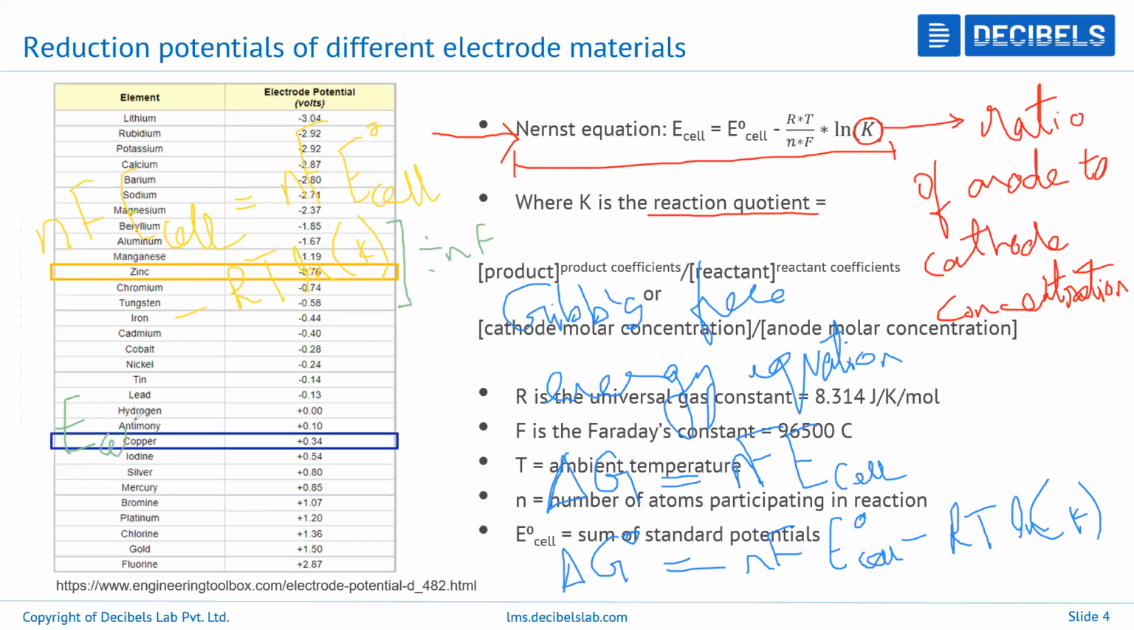E cell is equal to E naught of cell minus RT by NF ln of K. All right. So this is how you're able to derive your Nernst equation, and that is, as I said, derived through the Gibbs free energy equation. So this is basically how this equation is derived. With this simple derivation, we will then proceed to the numericals.